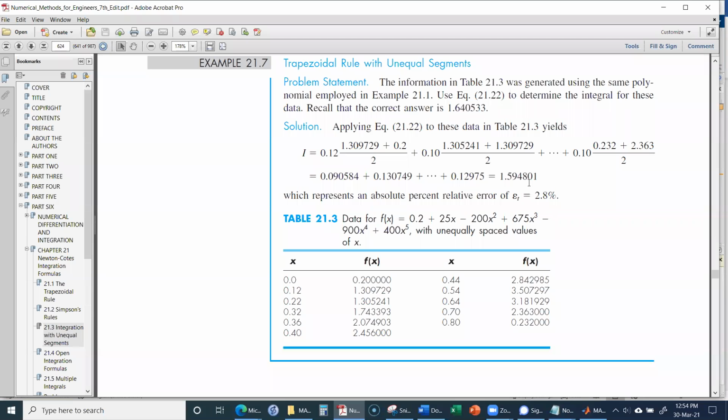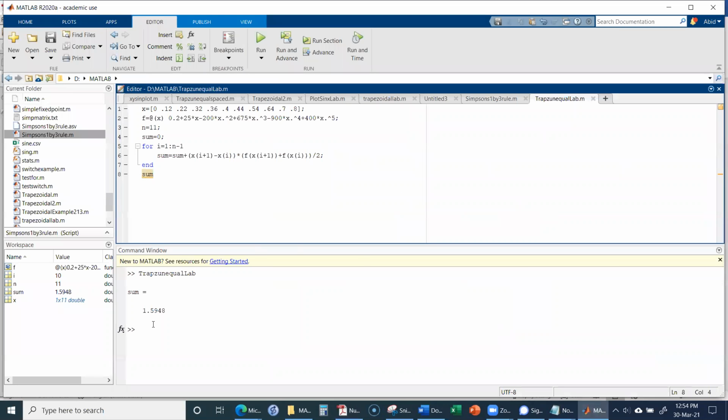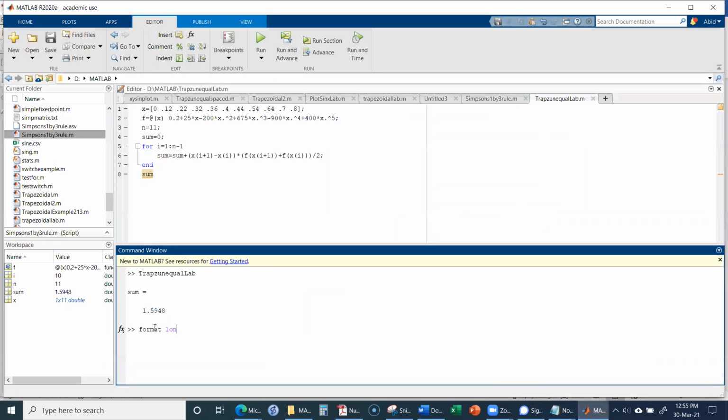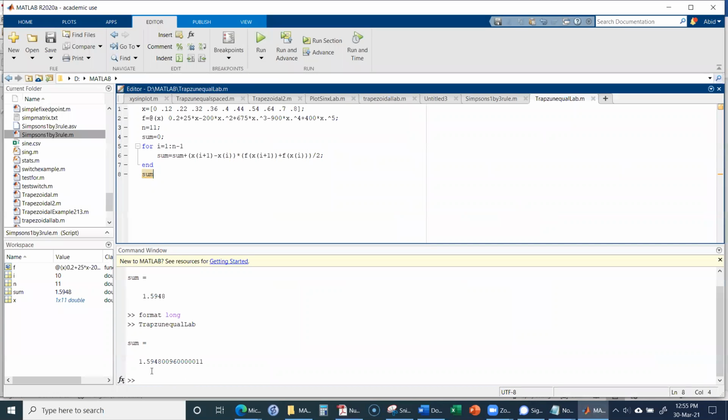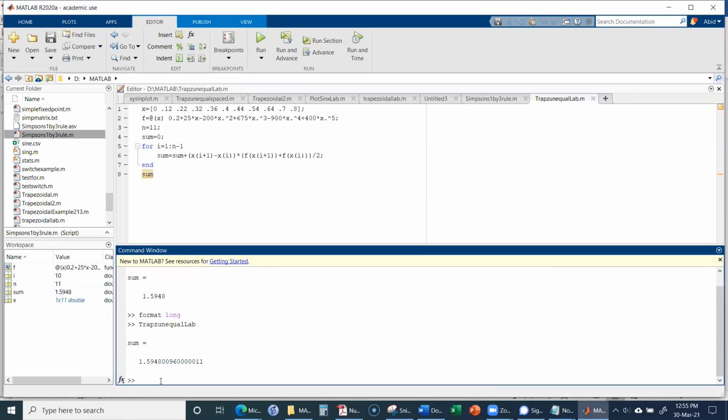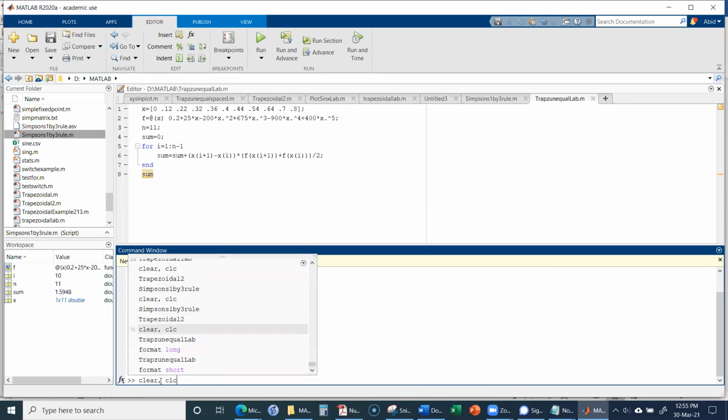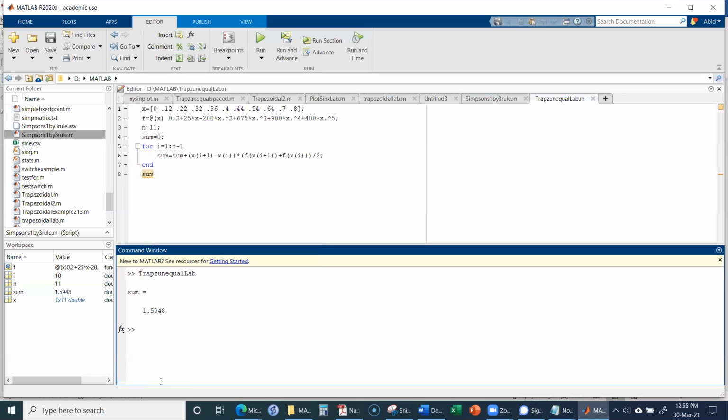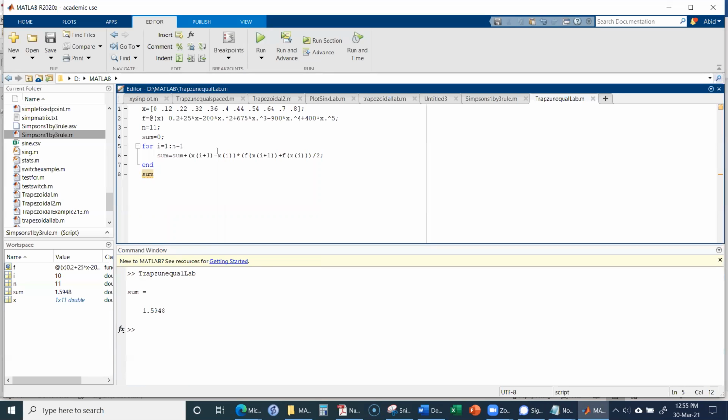If I format long, I can show more decimal places, so I can display it: 1.594801. In this way, we can use the trapezoidal rule with unequal segments.